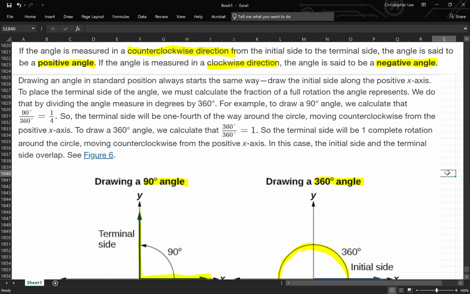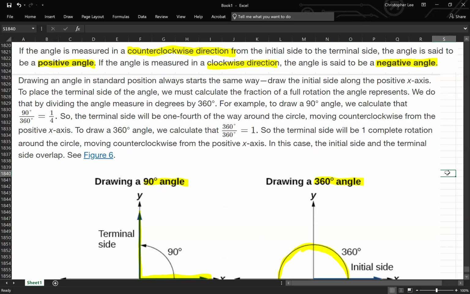Drawing an angle in standard position always starts the same way. Draw the initial side along the positive x-axis. To place the terminal side of the angle, we must calculate the fraction of a full rotation the angle represents. We do that by dividing the angle measured in degrees by 360. So for example, to draw a 90-degree angle, we calculate 90 divided by 360, which is equal to 1/4. So the terminal side will be 1/4 of the way around the circle, moving counterclockwise from the positive x-axis.